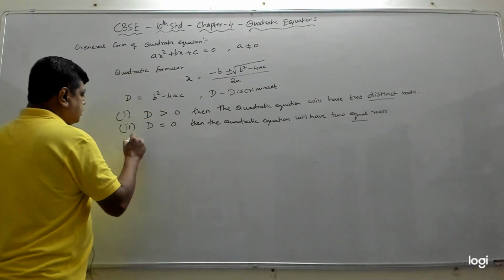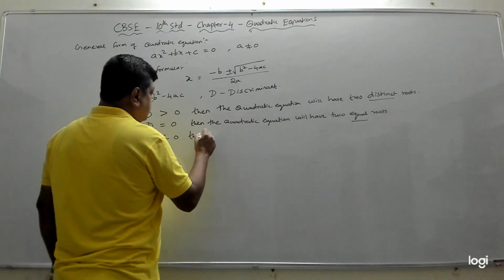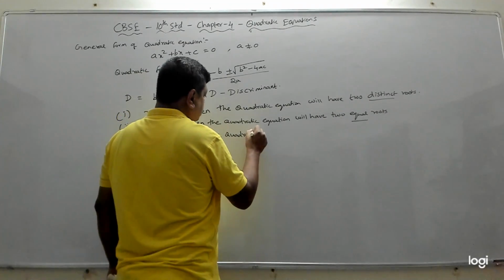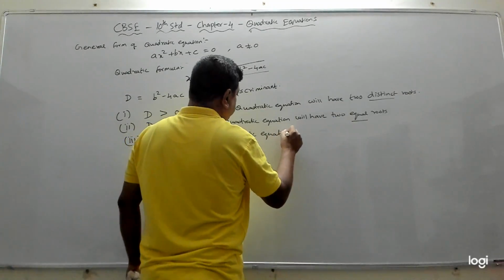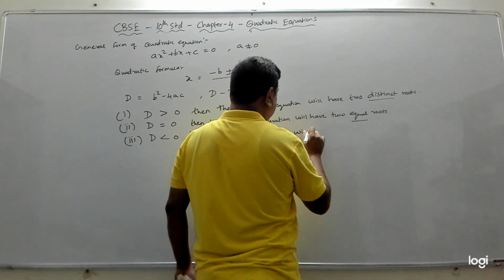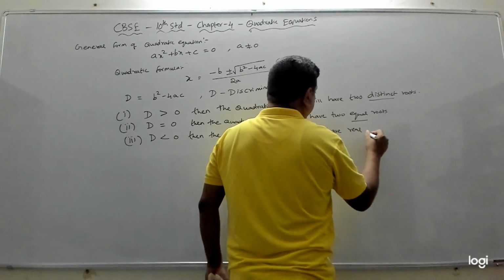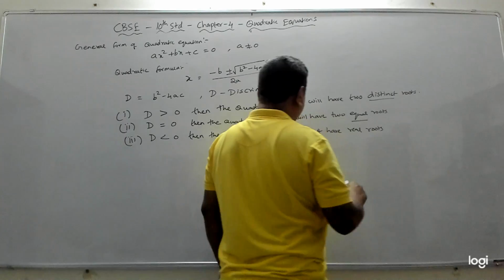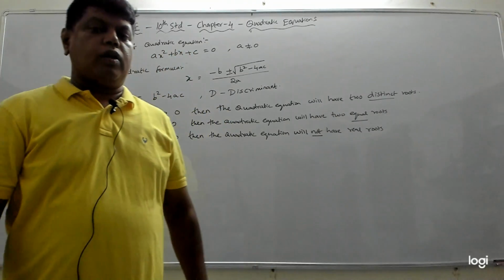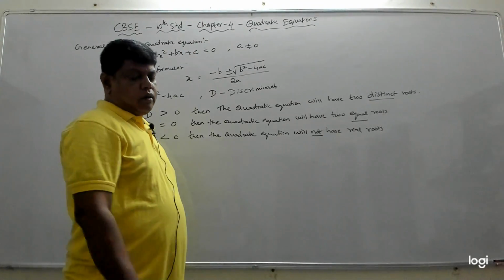Third case is when D is less than 0, which means D is negative. Then the quadratic equation will not have real roots, or it is also called no real roots. This means real numbers are not roots. It will have complex numbers as roots, but that you will study in 11th standard.